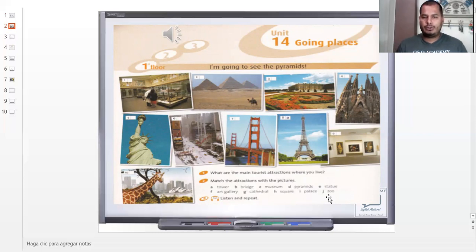We also have zoo. I'm sorry. We have palace. No, letter I is palace. And palace is number 3. Palace is number 3. Excellent. Okay, we also have zoo. Zoo is this one. I think it's in Sydney, and you can see a giraffe in there. Zoo. And well, we finished already.